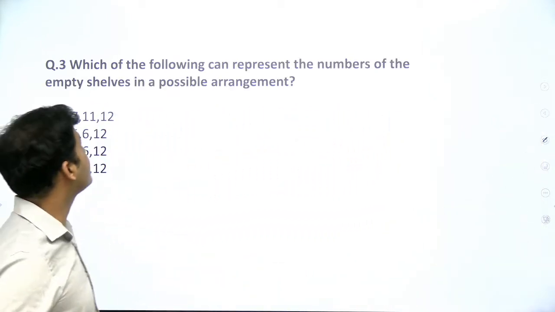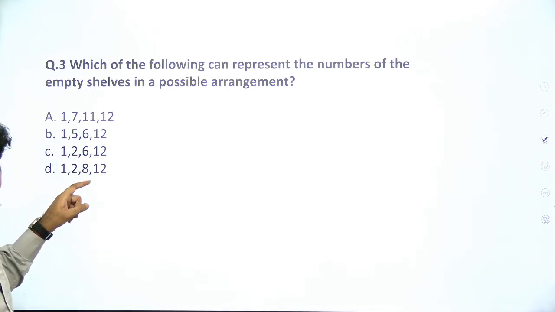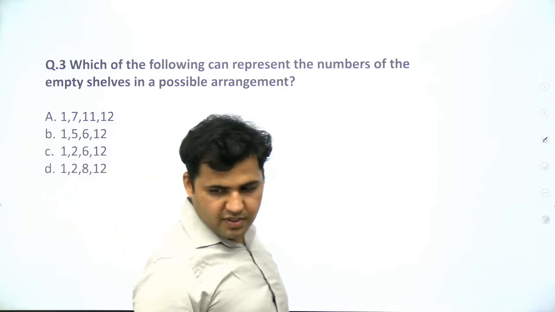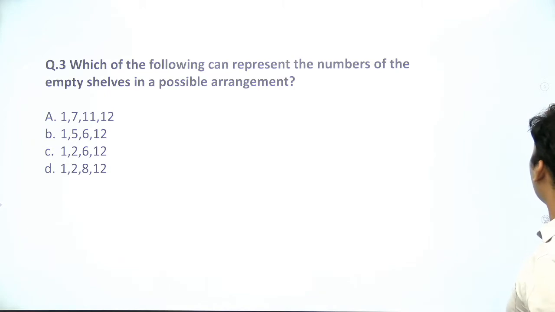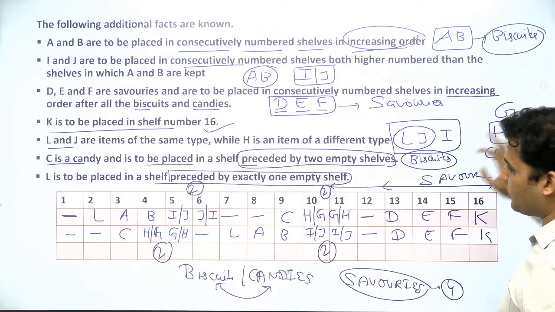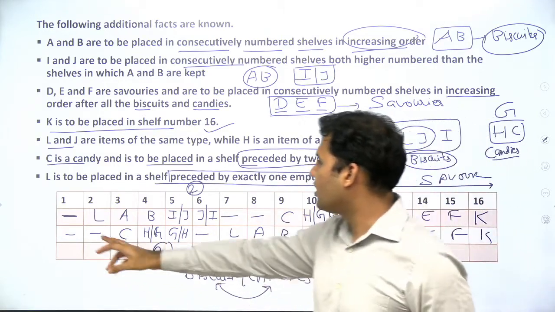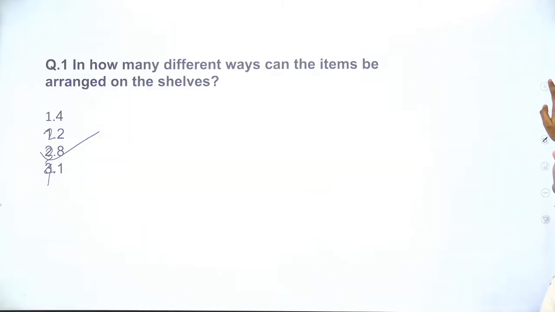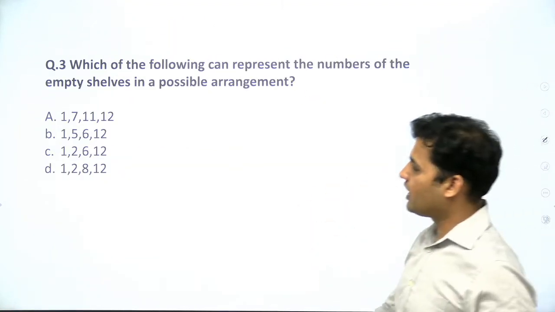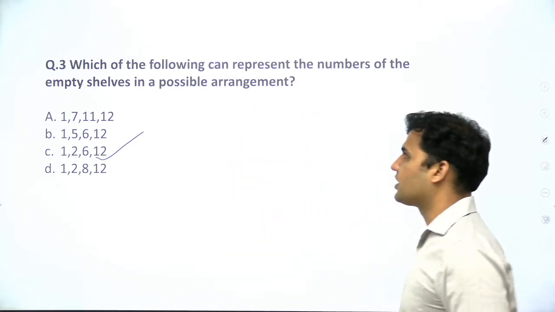The third question of the set is, which of the following can represent the number of empty shelves in a possible arrangement? So out of these possible combinations, which of them represent an empty shelf combination? If you look at the arrangement that we have, the empty shelves are 1, 2, 6, 12 or 1, 7, 8, 12. So you see this? Here we have option C, which is 1, 2, 6, 12, and this is the possible number of empty shelves.